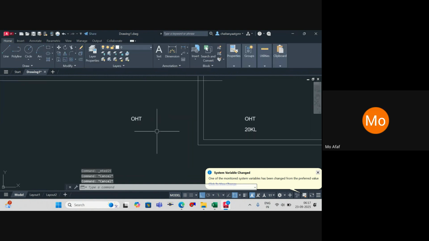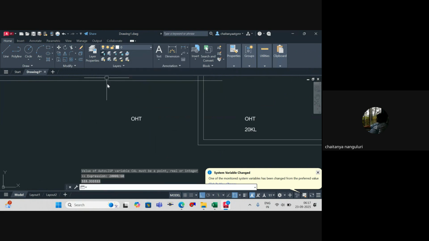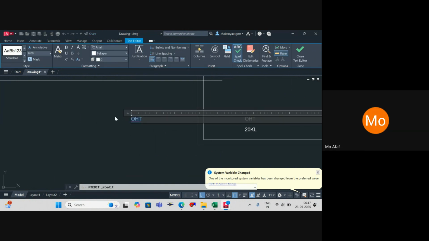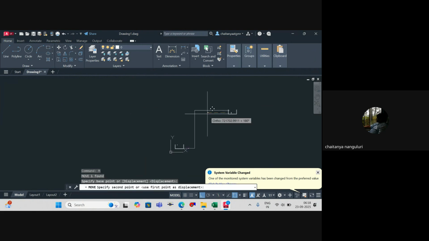If you want to fill it in 1 hour, that's 60 minutes, so 20,000 liters divided by 60 will give LPM. That gives 333 LPM, so the value is 333.3. I'll take 334 LPM.